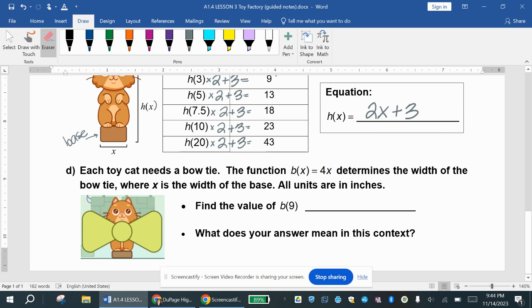Okay, go ahead and read this last example. Underline, circle anything that you think is important.